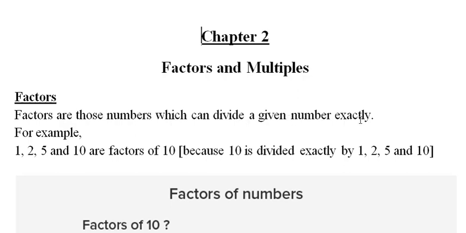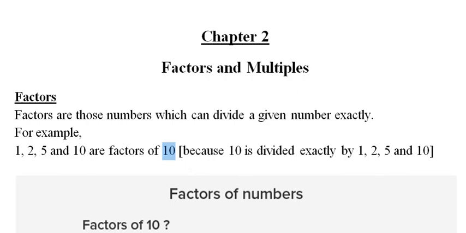For example, we have 10. Now, the numbers that can divide the given number, that is 10, exactly are known as factors. So the number 1, number 2, number 5, and number 10 can divide the given number 10 exactly. Hence, we can say that the factors of 10 are 1, 2, 5, and 10.